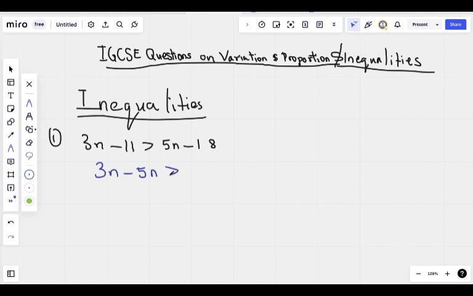Then it's greater than. You write the negative 18 first because it's on the right. So we say it's greater than negative 18. Then we bring the negative 11 to this side. When it crosses this, it becomes positive. So negative 11 comes to this side, becomes plus 11. That's the first step: collect like terms.